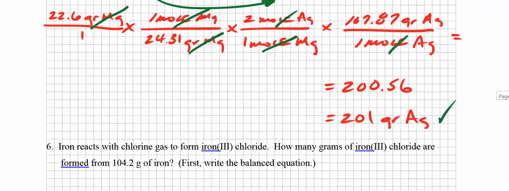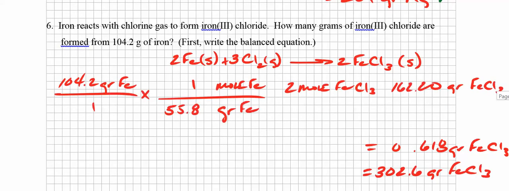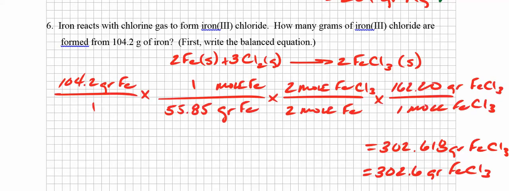And last problem, number 6. Number 6 says iron reacts with chlorine gas to form iron 3 chloride. How many grams of iron 3 chloride are formed from 104.2 grams of iron? We're going to first write the balanced reaction. So here it is. The balanced reaction is, again, iron, that's solid, plus chlorine, that's gas, yields FeCl3, that's solid. It is a 2 to 3 to 2 relationship. 2 moles of this plus 3 moles of this yield 2 moles of this. So now that said, we've got the balanced reaction.